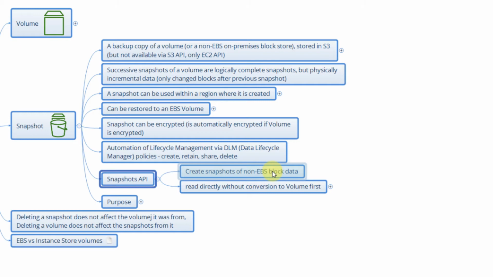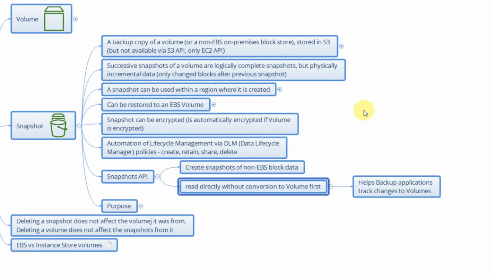The Snapshots API can be used to create snapshots of non-EBS block data, such as block stores in on-premises data centers. It can also be used to read a snapshot directly without having to first convert it to a volume. This is useful for third-party backup applications. They can easily track changes to volumes using this and optimize their backup and restore solutions.